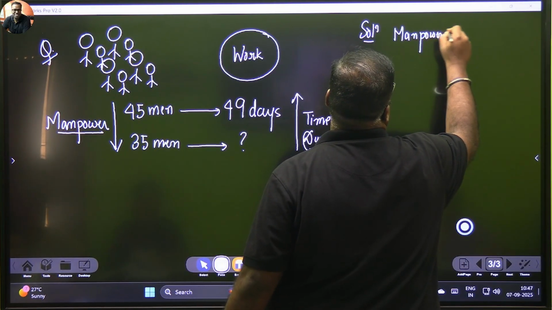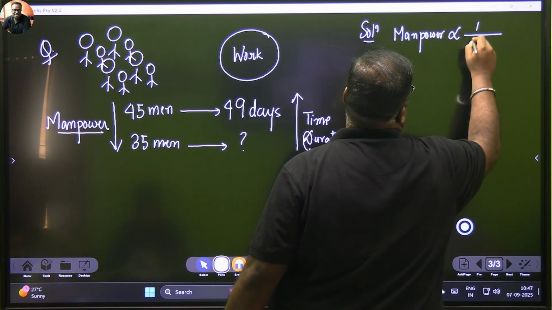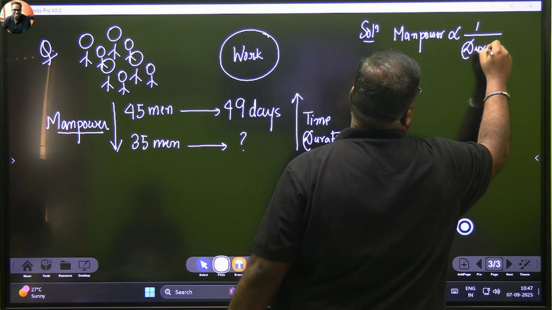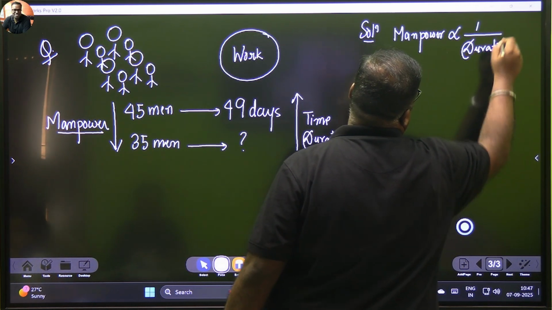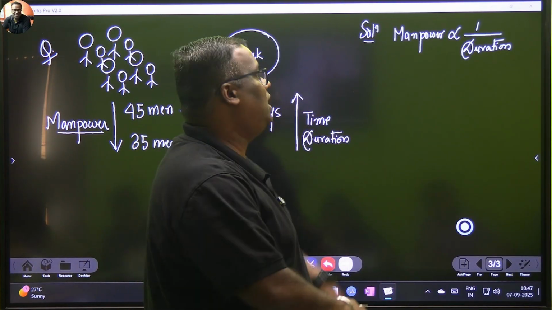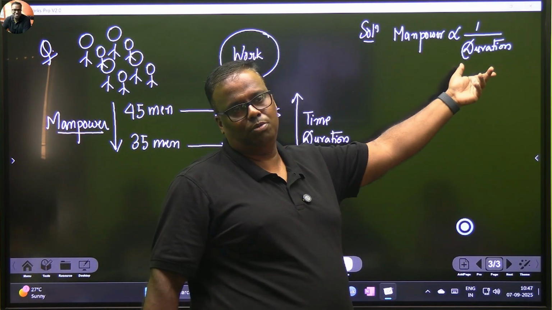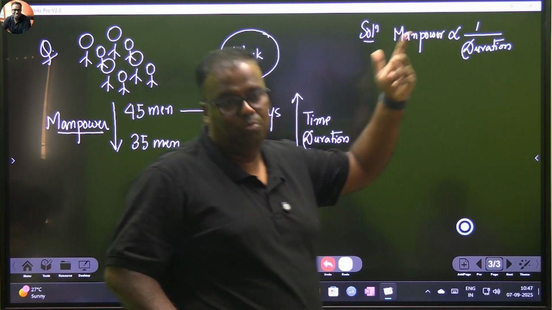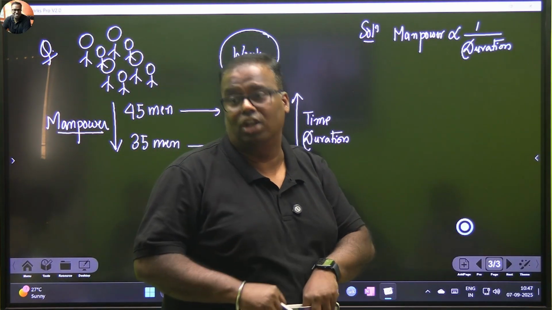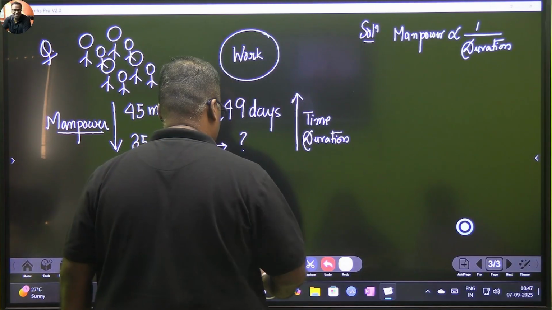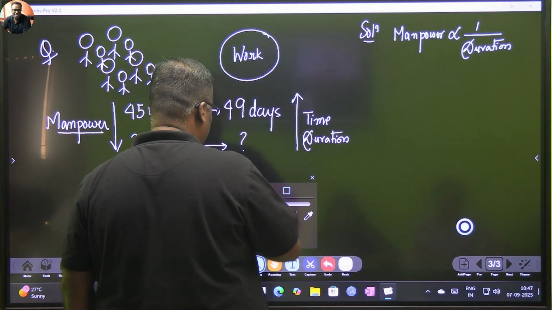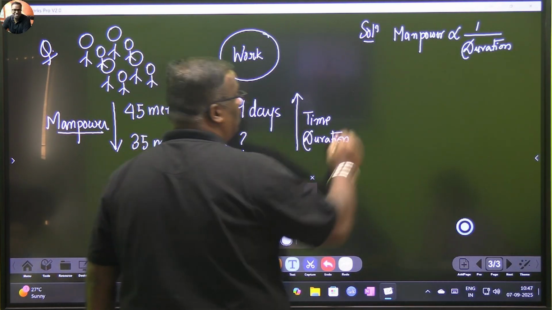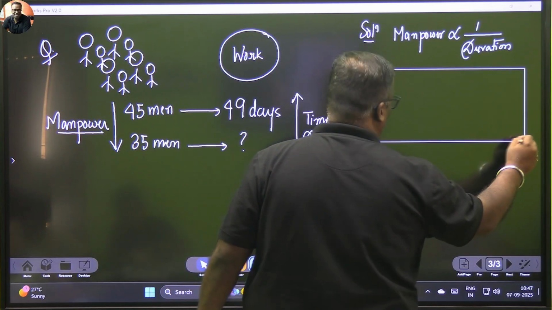Manpower is inversely proportional to duration or time, whatever you write, or number of days. Even if you are writing number of men is inversely proportional to number of days, it's still correct, just that you are writing a little bit more words for which I can't give you a chocolate. Good. So then we make our baksa.